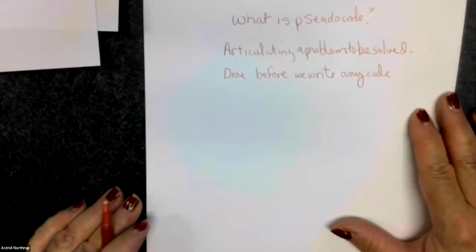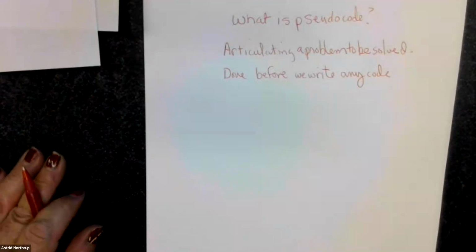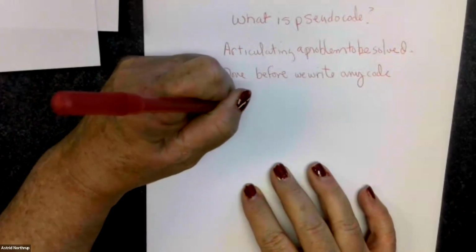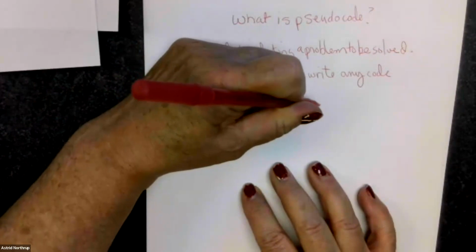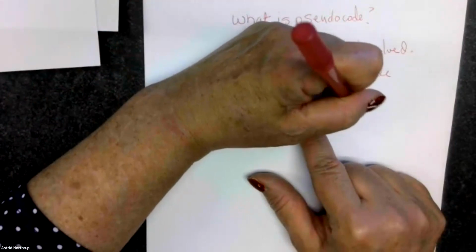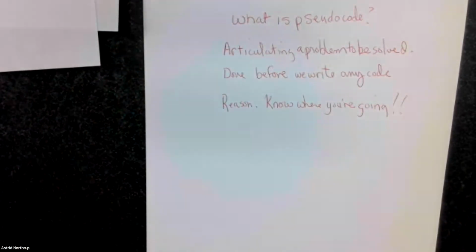All right, so what do I mean by that? Well, the reason for pseudocode is that you have to spell out exactly where you're going before you start writing code. That's what pseudocode does for you. It helps you figure out what you're going to code. Because if you just start coding before you have a very clear idea of what your problem is, you're going to mess it up every single time. So what this really does is it separates out the problem solving step from the coding step.